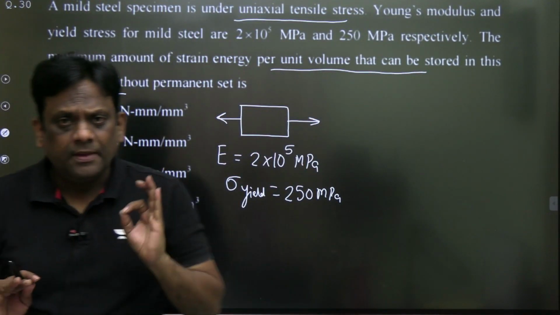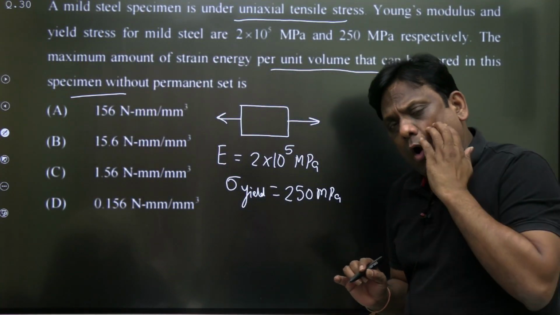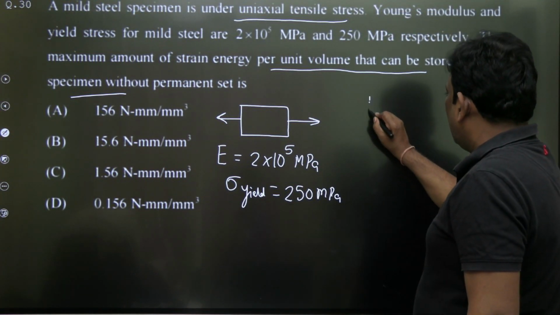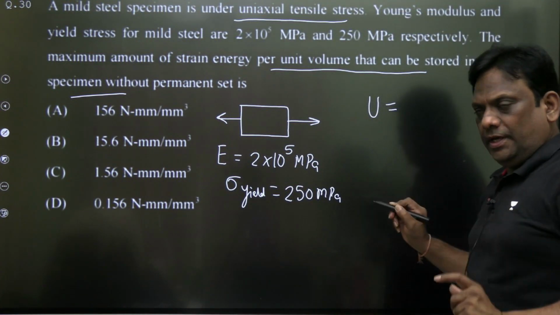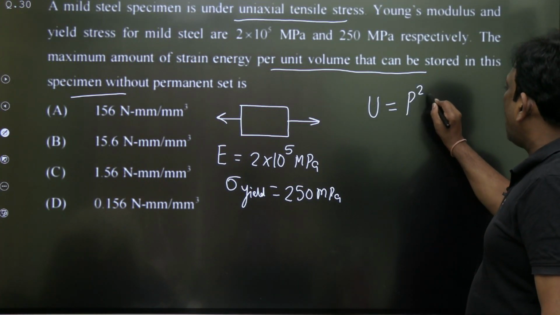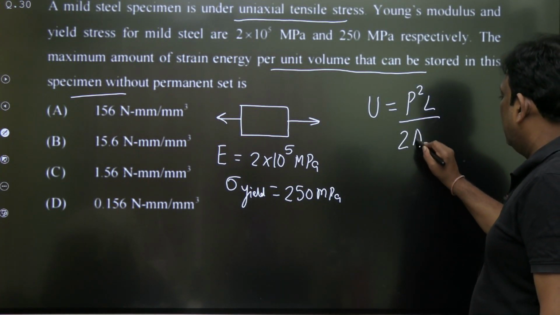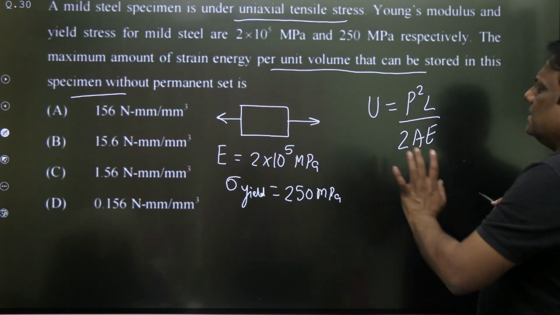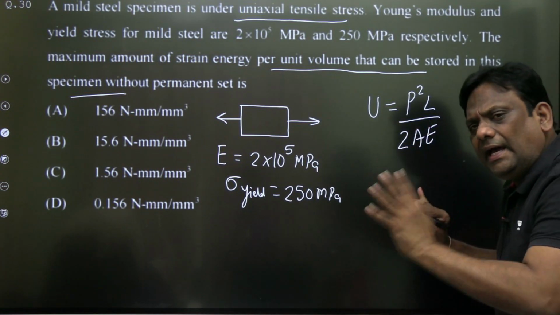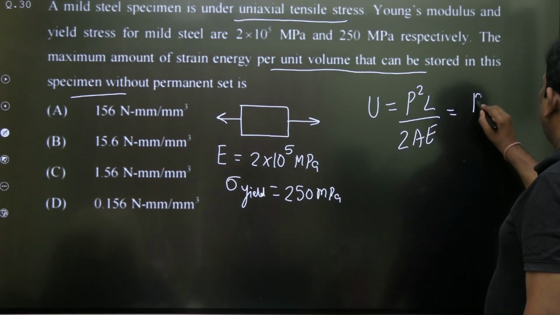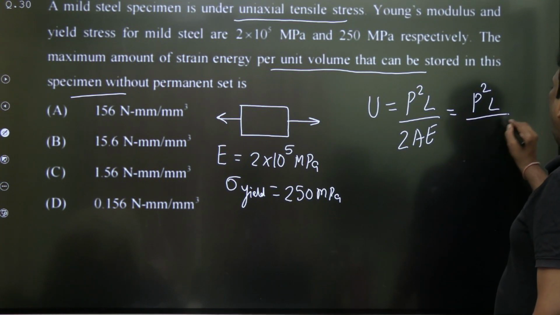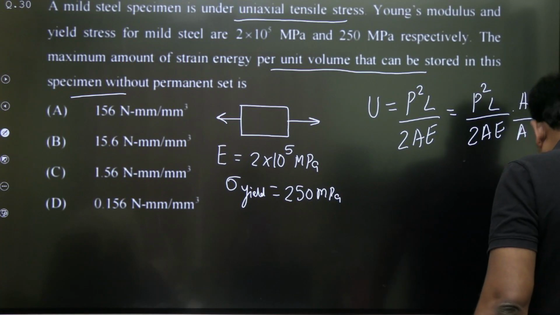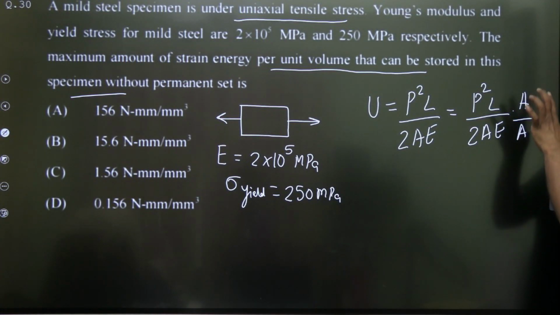my dear students, when I was teaching you in our regular SOM course, I gave you one equation. The strain energy under uniaxial loading is given by P square L by 2AE. I have derived this equation. But he is asking per unit volume. Let me rearrange this equation. So what I do is P square L by 2AE, and I'll multiply and divide with A.